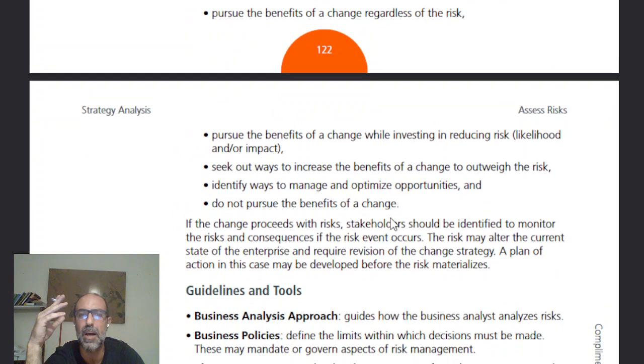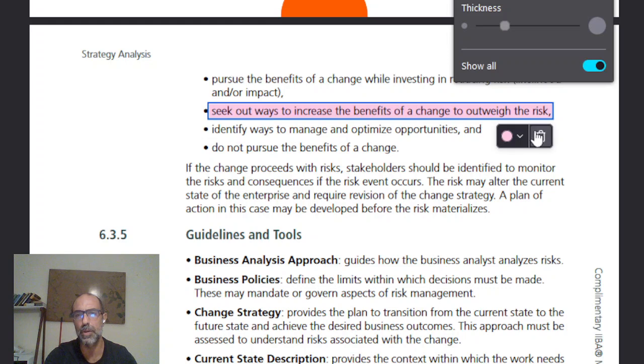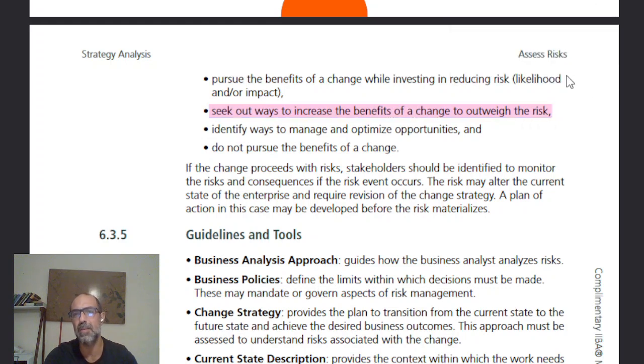So here basically we're talking about how recommendations fall. We either pursue the benefits of a change regardless of the risk, or pursue the benefits of a change while investing in reducing risk, likelihood, or impact, or we're seeking out ways to increase the benefits of a change to outweigh the risk. This one's nice because ultimately you're saying, if we're doing this, let's see how much more we can get out of it, knowing full well that it's a risky endeavor. And that's what I talked about earlier. In the process of figuring something out, you're actually learning a lot, and that could be applied in different places.